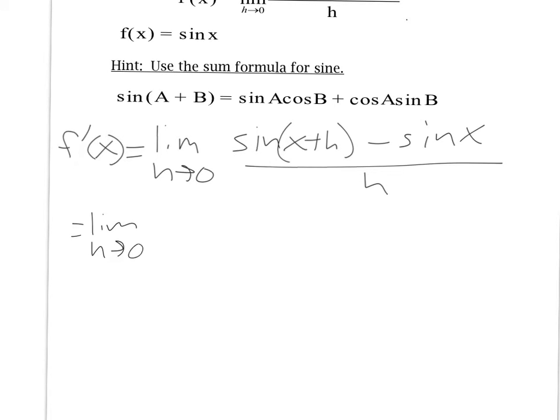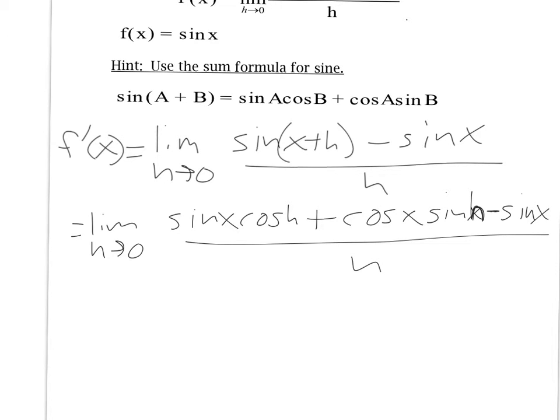Still have the limit as h approaches 0, but now it would be sine x cosine h plus cosine x sine h, oh sorry, that should be an h, minus sine x, all over h. With this you now have to start getting a little bit creative. The thing that I notice is that there's a sine x in this term and in this term. So I'm going to group those together, and I'm going to separate it into two limits because we're allowed to do that. So check it out.